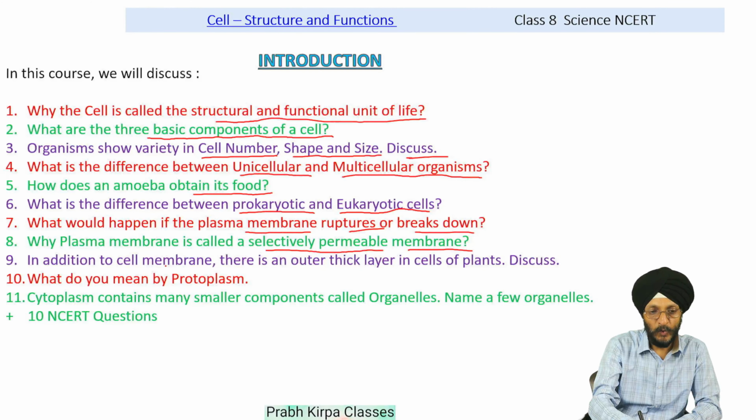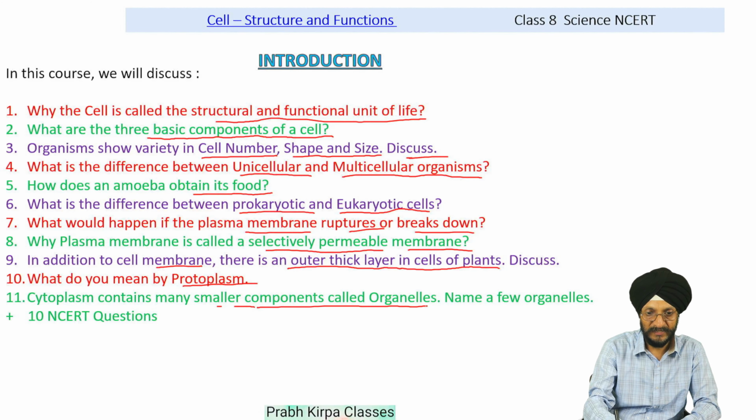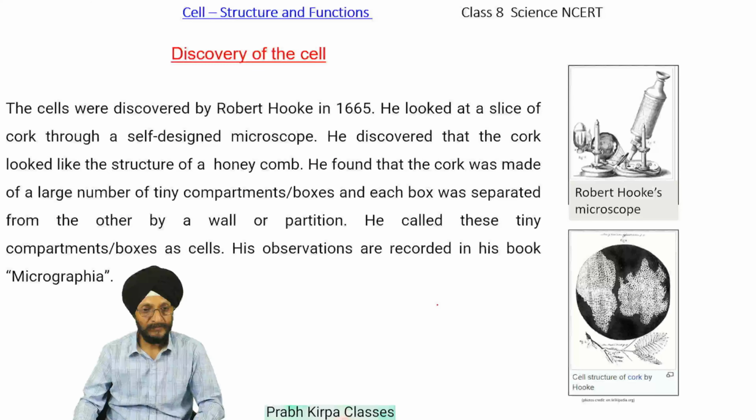In addition to cell membrane, there is a thick layer in the cells of plant cells. Discuss. What do you mean by protoplasm? Next, cytoplasm contains many smaller components called organelles. Name a few organelles. Plus, we will also do certain NCERT questions.